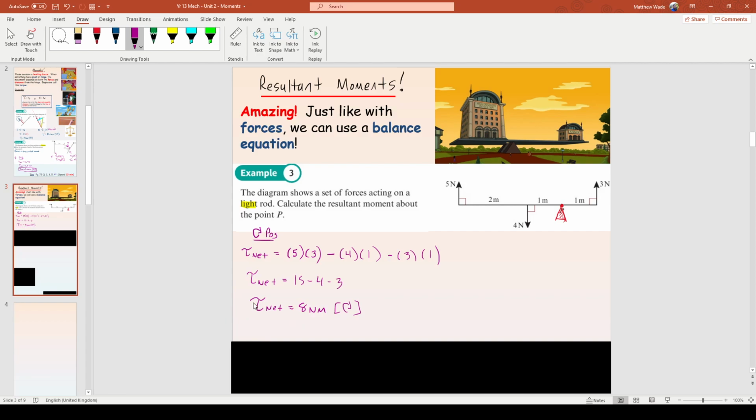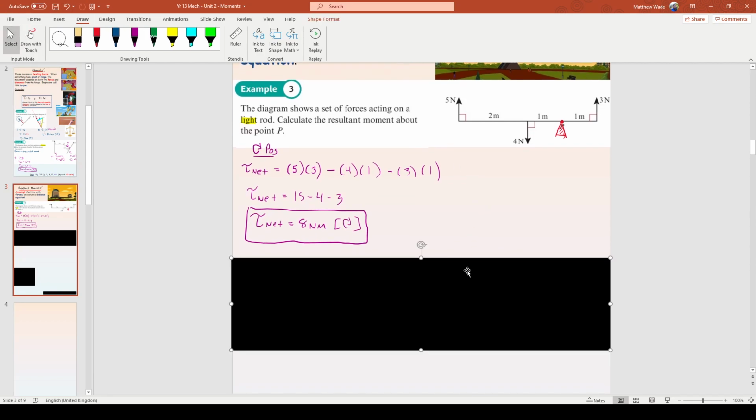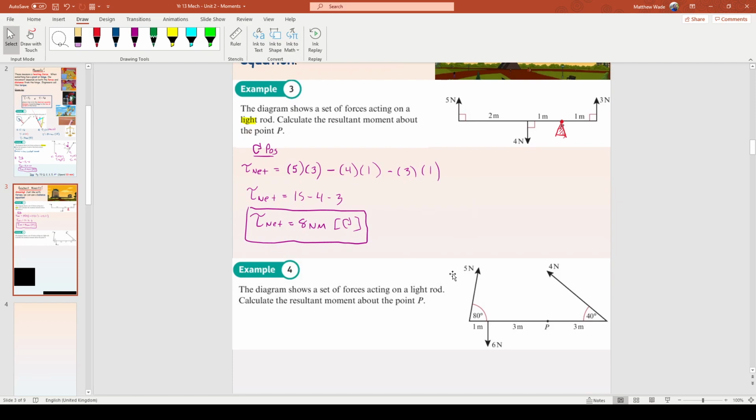It's not as hard as the friction yet, but that's because you're so good at knowing what the net torque stuff is and net equations, balance equations. You're good at that. Okay.